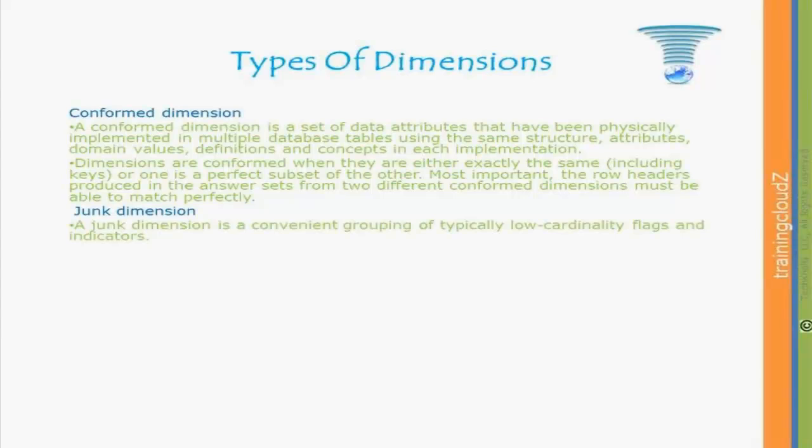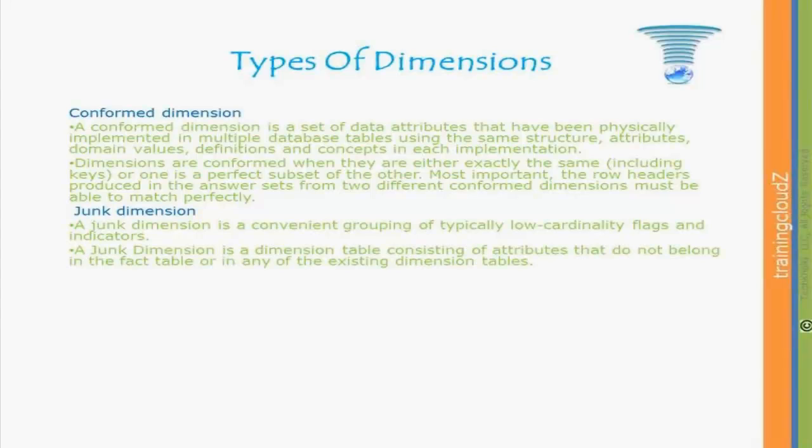Junk dimension. The name itself says it. A junk dimension is a convenient grouping of typically low cardinality flags and indicators. So what is this low and high cardinality? Cardinality is nothing but one to many and many to many kind of a join. A low cardinality join is like male and female, where you are joining whether it is male or female. Very simple.